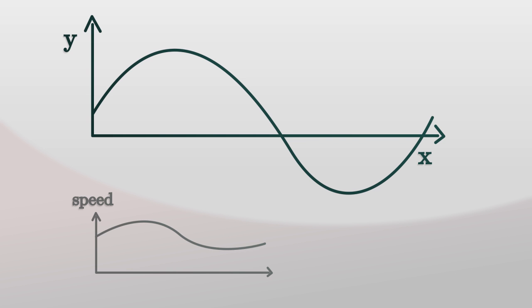Let's look at how we can use this concept to help us find the area under a curve. Consider this curve, and we'll label the vertical axis y and the horizontal axis x. An example of where this is used is if the y-axis is speed and the x-axis is time. Then the area under the curve is distance travelled.